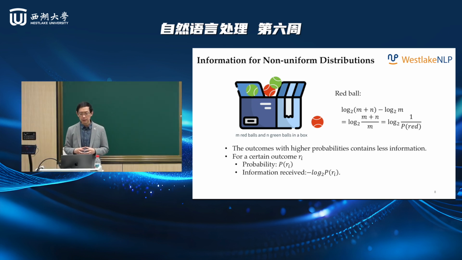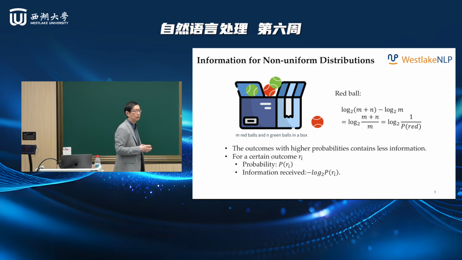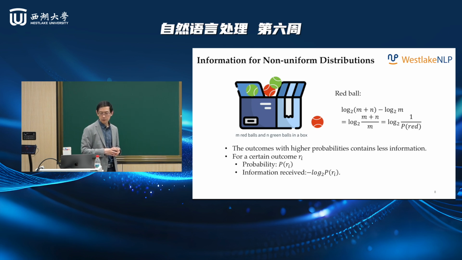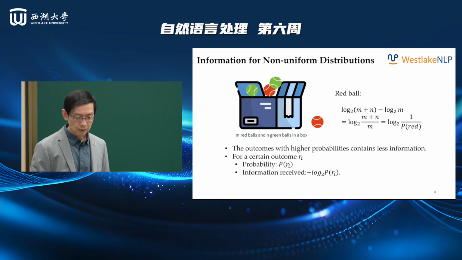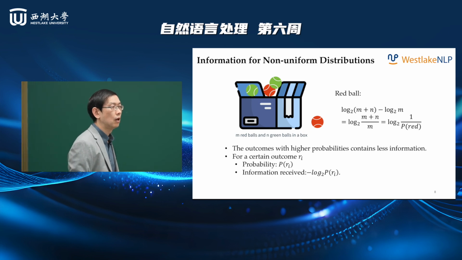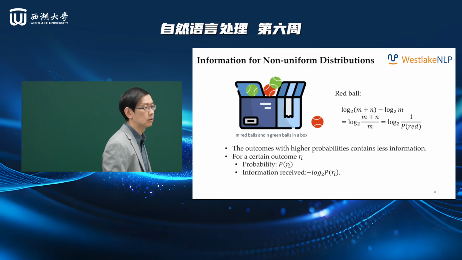Without losing generality, if there are m red balls and n green balls, then as I show you in this equation, if I tell you that this is a red ball, the information I give you is log2 (m plus n) over m, which is log2 1 over the probability of red balls.